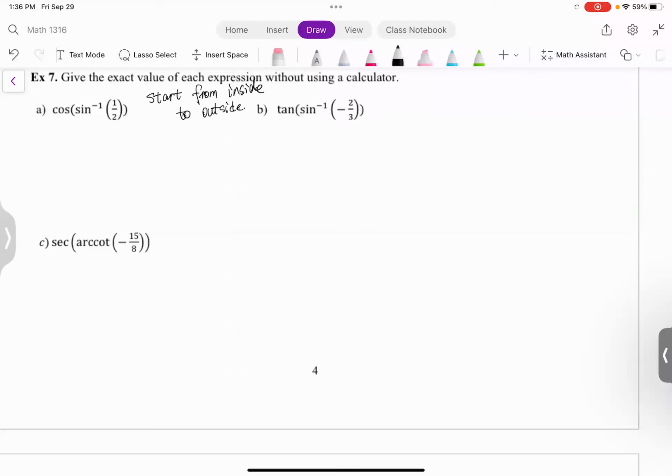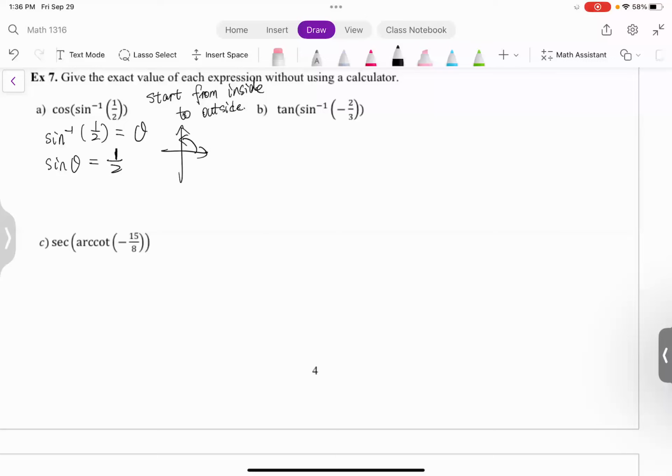Okay, we assume that inside we have inverse sine of 1/2. We say this equals an angle theta, because I know that an inverse function always equals an angle. Inverse sine of 1/2 equals theta, so rewrite it: sine theta equals 1/2. And in which quadrants does sine have the inverse function?